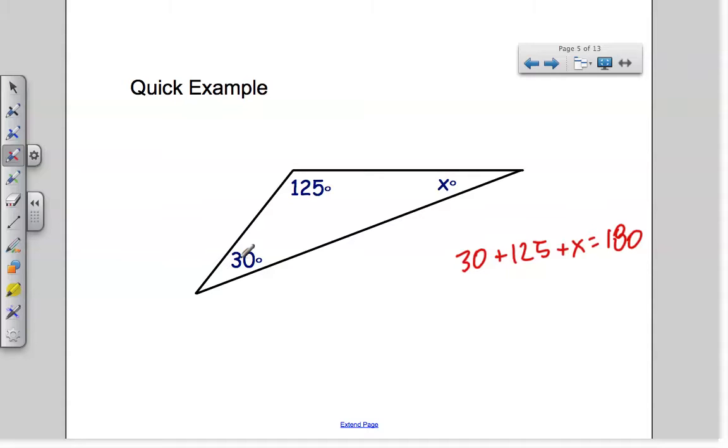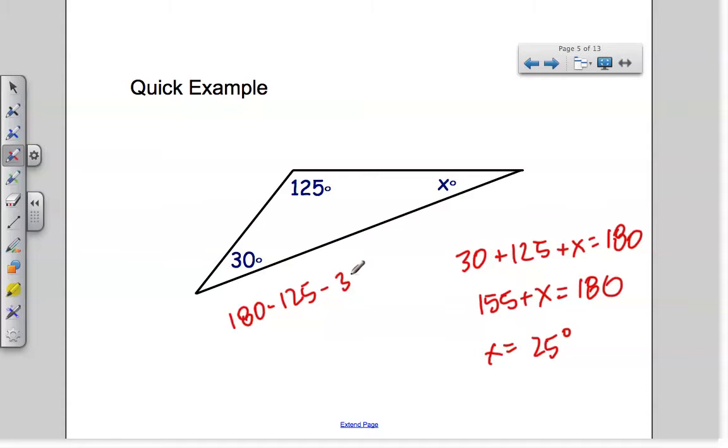Or maybe you're thinking, well, I know what I have already. Right now, 125 plus 30, I have 155 degrees in that triangle. I just need that one unknown to add up to 180. So really you're doing 180 minus the total here, which is 155, and you find out that x is 25 degrees. Maybe some of you are thinking, well, I'm just going to take 180 and subtract 125 and subtract 30.